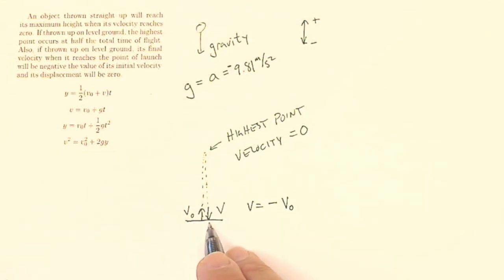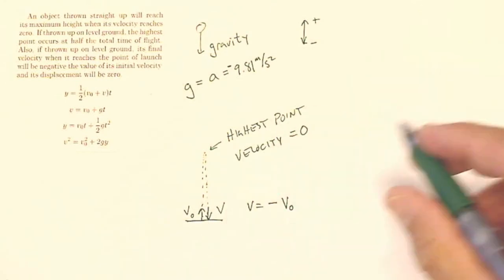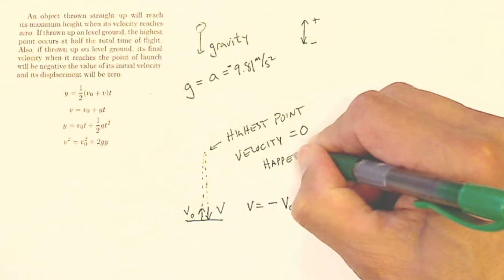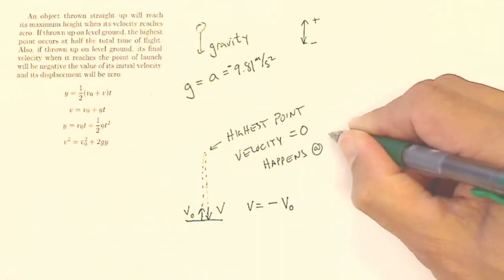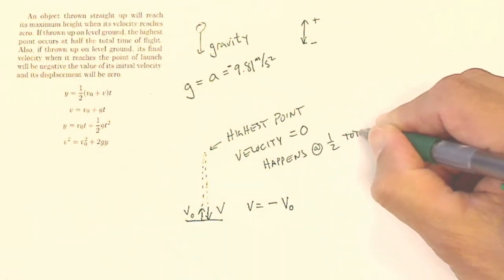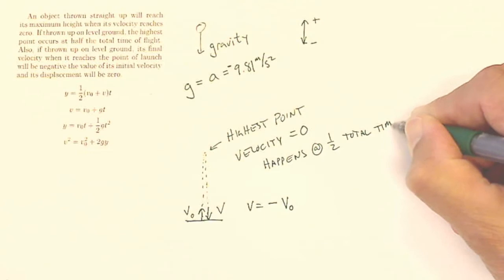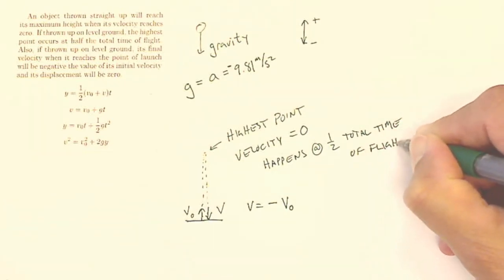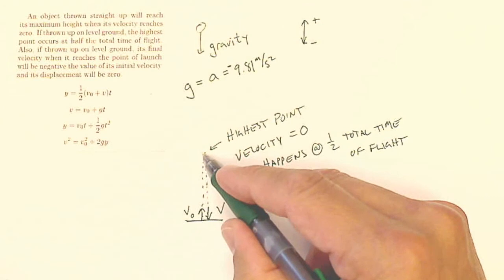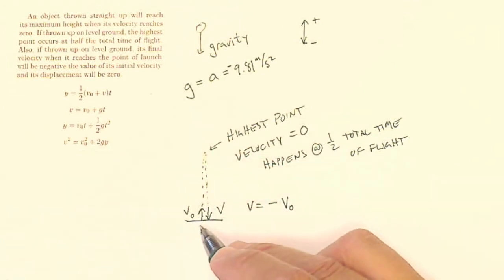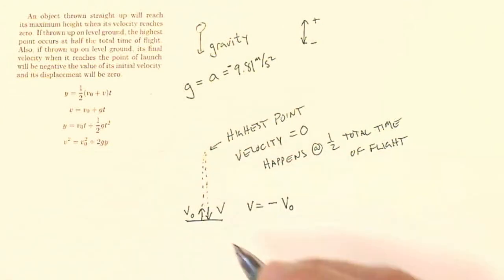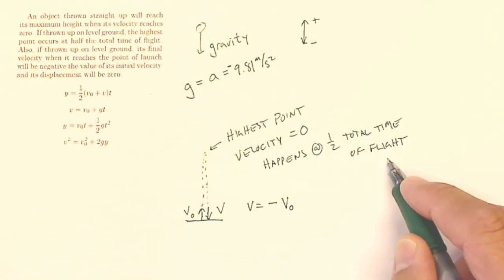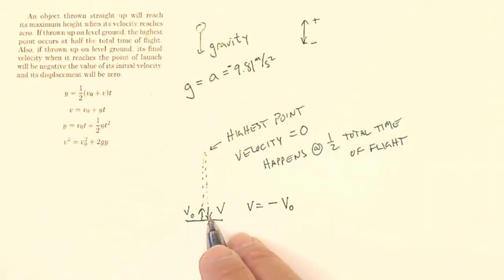This highest point happens at half the total time, 1/2 the total time of flight. So if you know how long it takes to get up to the top, it would take twice as long to get back down to the bottom. So the way up and the way down are symmetrical, so the velocity at the top happens at half the total time of the flight. And the final thing is back down at this point.